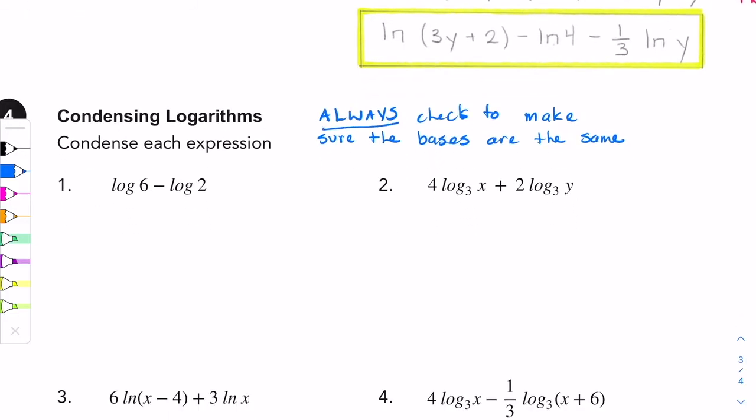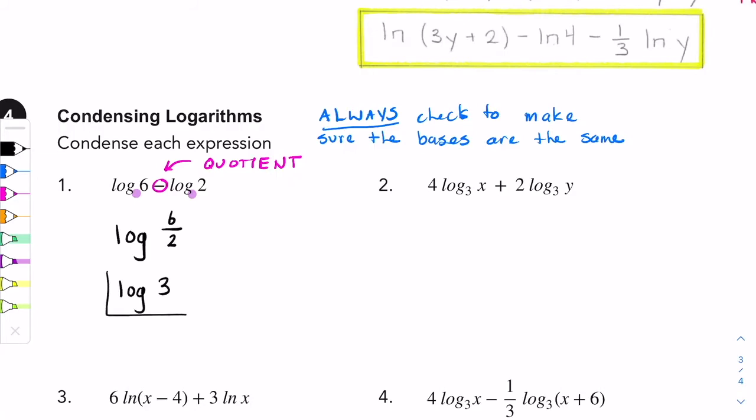Number 1 is log base 10 of 6 minus log base 10 of 2. I know those bases are 10 even though we don't write them. I also see that I have a subtraction sign. Subtraction is the reverse of the quotient property. Remember, multiplication and addition go together. Division and subtraction go together. So I can simplify this to log base 10 of 6 over 2, which actually simplifies to log base 10 of 3. So you're working in the opposite direction.